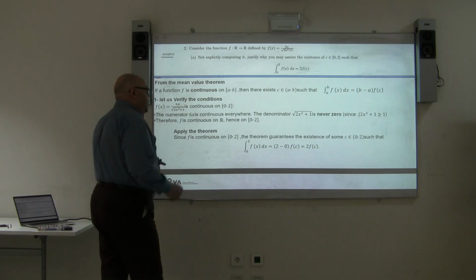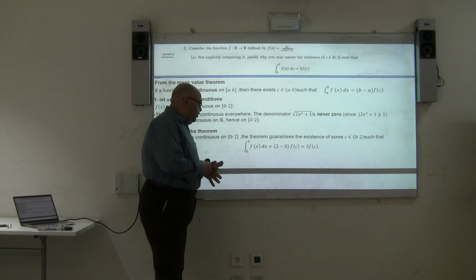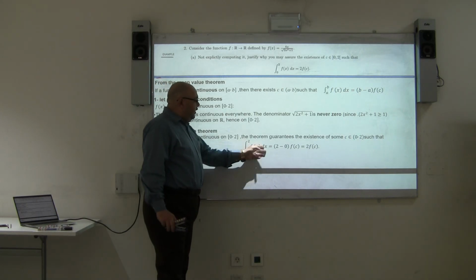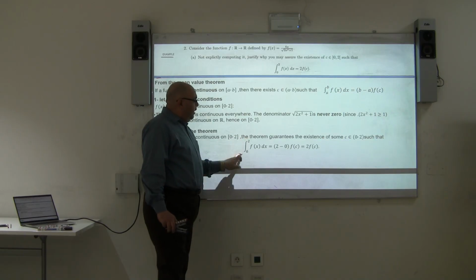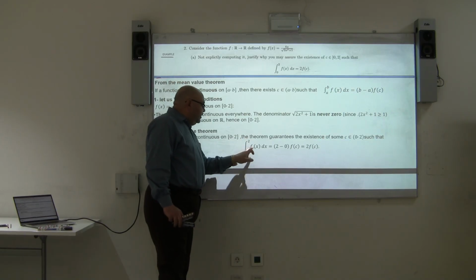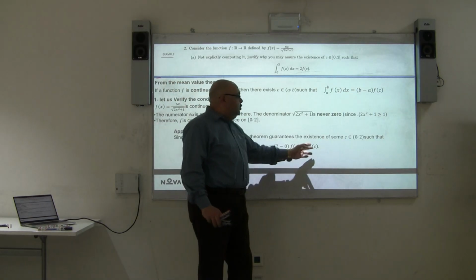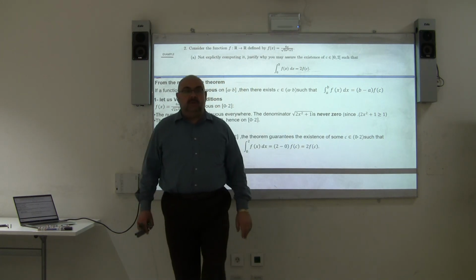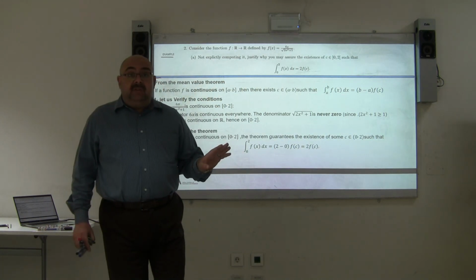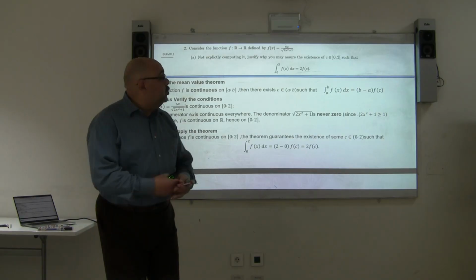So I can apply directly the theorem of Lagrange, which means the integral from 0 to 2 of f of x dx will equal 2 minus 0 times f at c, where c belongs to the interval from 0 to 2. It's really very simple. Now I've answered this question.